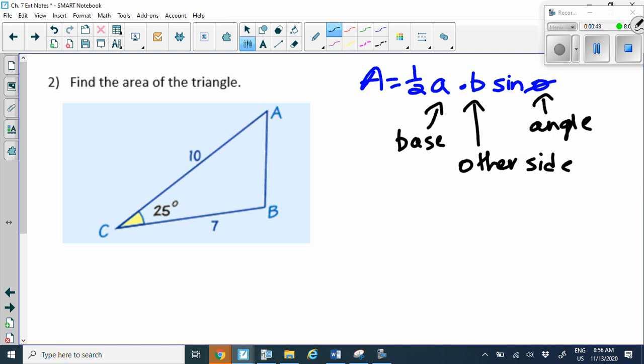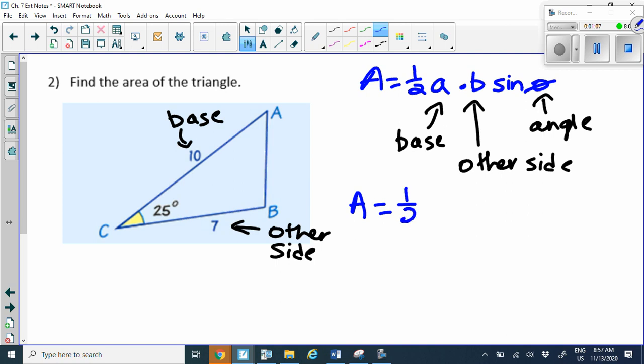Okay, so here, notice that 10 is going to be our base, and then 7 is going to be our other side. Okay, so let's plug these values into here. So we have A equals 1/2, then our parentheses 10, then B is going to be 7, then we're going to have sine. Now notice what our angle is. Our angle here is going to be 25. And we know that's our angle because, of course, it has that degree sign. So that's where we're going to put sine of 25.